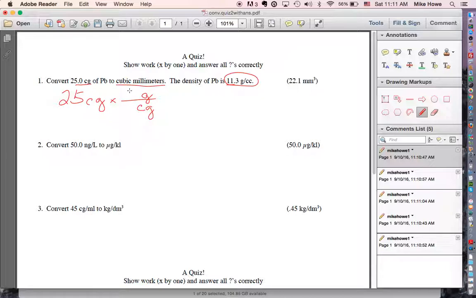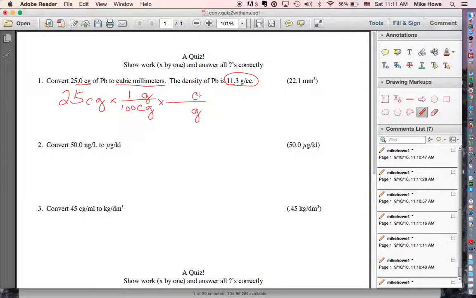So you have grams and centigrams. Grams are bigger than centigrams, so 1 gram is 100 centigrams. Now you're ready to use the density. You know that grams go on the bottom because they need to cancel what's up here. The big idea in these problems is that whatever unit is here, unit not number, needs to go on the bottom. And what you're looking for will go on the top.